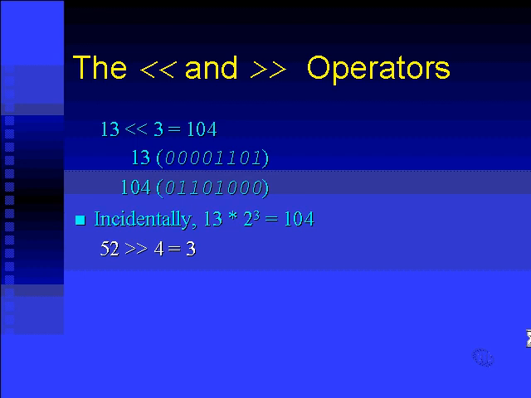52 shifted right 4 gives 3. How does that happen? Well, let's look at the bit pattern for 52. That looks like that. The bit pattern for 3 looks like that. Now 52 is 110100. If we move that to the right, we actually lose the 0100. That all gets eaten up. Even though I know there's a 1 in there, the 1 still gets eaten, and you end up with just the 11. Now 11 happens to be 3.